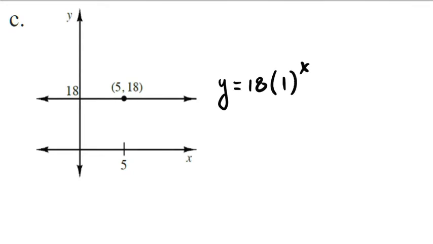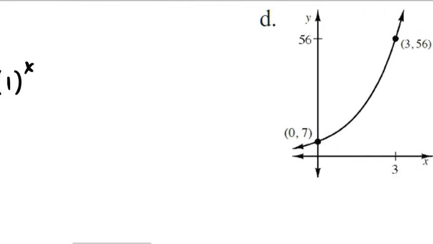So this is my quote-unquote exponential curve. When x is 0, I get 18. And when x is 5, I get 18. In fact, when x is anything, I get 18. So I'm confident this is correct because when I plug in 0 for x, I get 18. And when I plug in 5, I get 18. So let's move on to A, B, C, D.